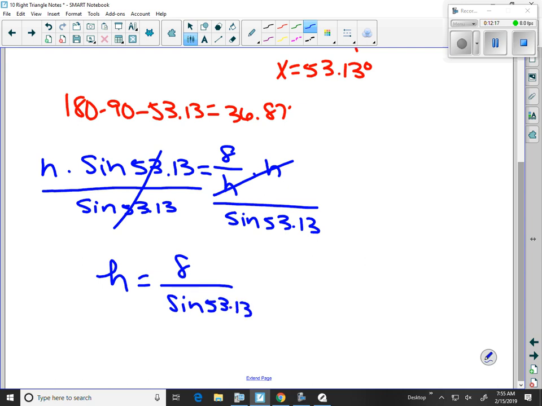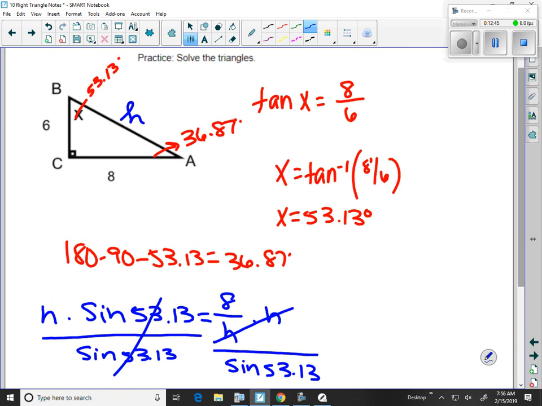If you put that in your calculator, 8 divided by sine of 53.13, you get about 10. There's like a decimal there, it's like 10.0000134. We're just going to say 10. We'll just call it 10. So in that case, your hypotenuse is 10. So now we have all three sides, we have all three angles.